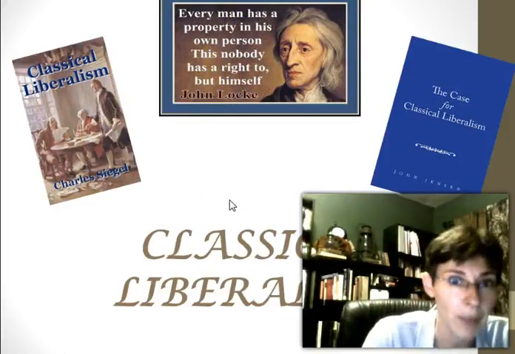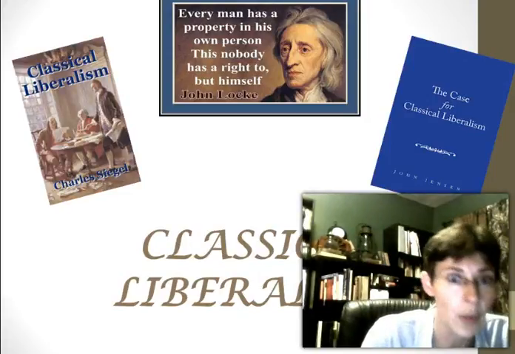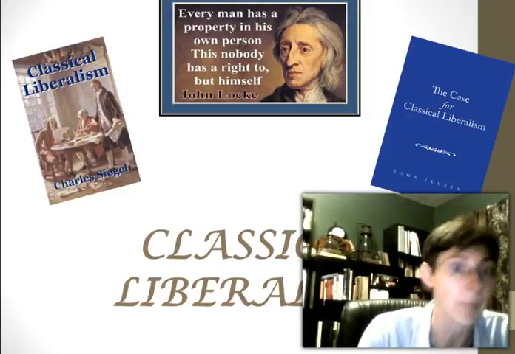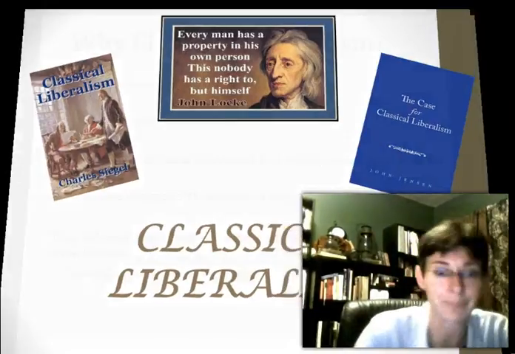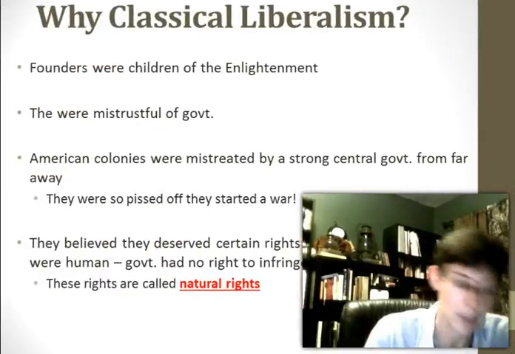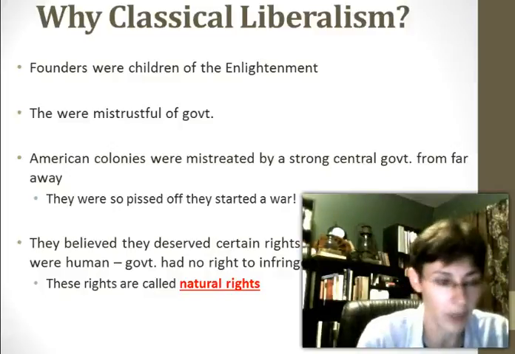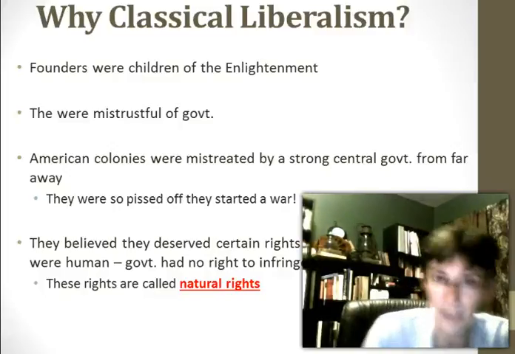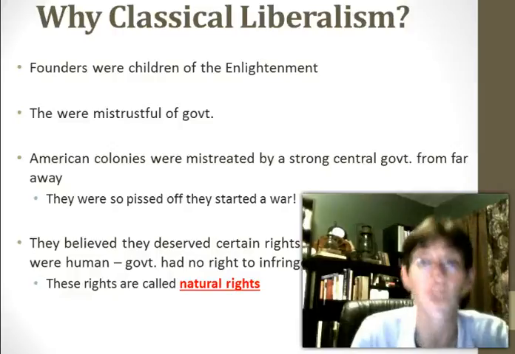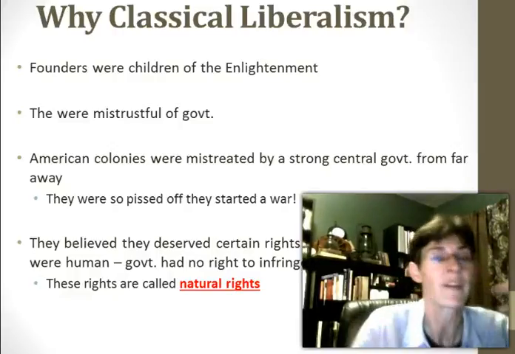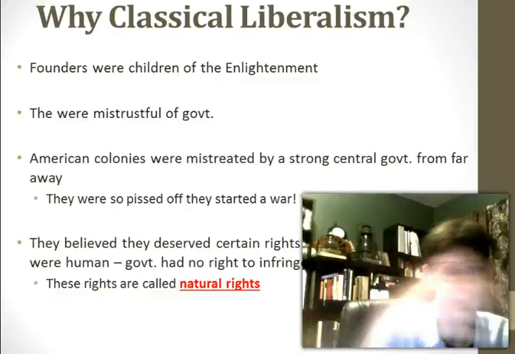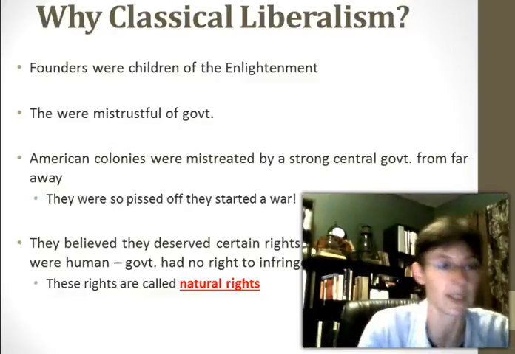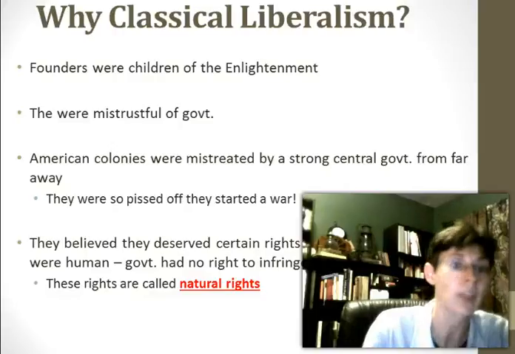Every man has property in his own person. This nobody but has a right to but himself. So that pretty much encompasses John Locke's view on the whole thing. So what is classical liberalism? Let's do a little bit of review here, because I want to make sure we're all on the same page. We need to remember that our founders were children of the Enlightenment. They were very mistrustful of government. I mean, after all, they were massively beaten about the head by a strong central monarchy from very far away. So they were pretty ticked off.